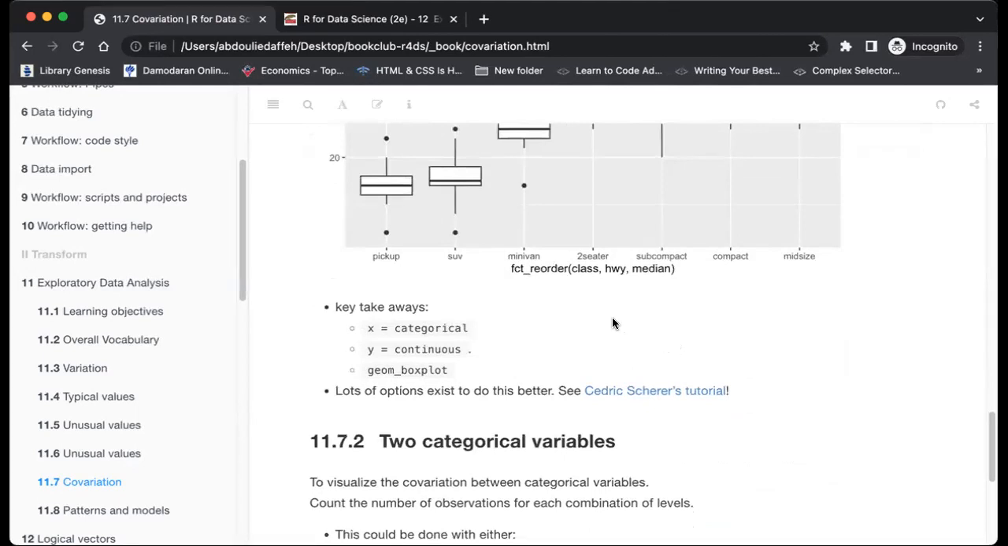So the key takeaway here: when you have a categorical and a numerical variable, it's preferable to put the categorical variable on the x-axis and the numerical or continuous variable on the y-axis. Using box plots might help you quickly get more insights from the data. And, you know, we could get more references from here.